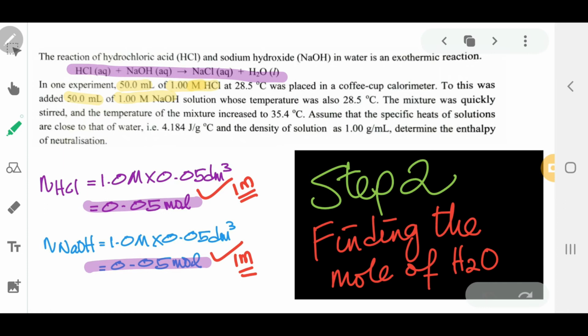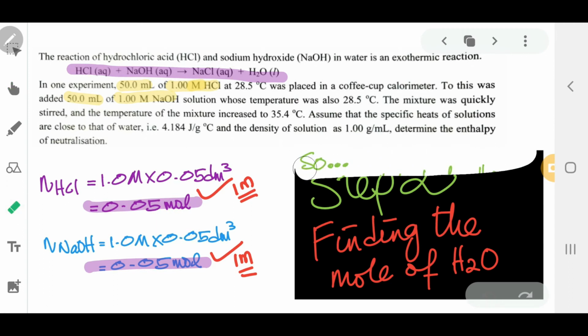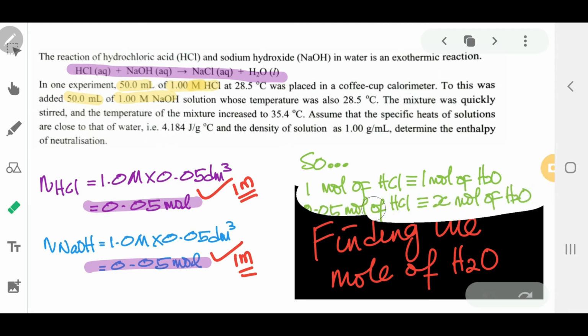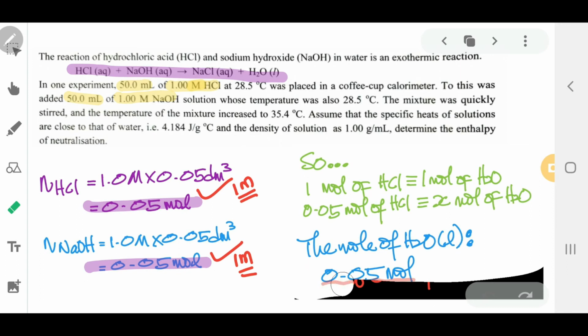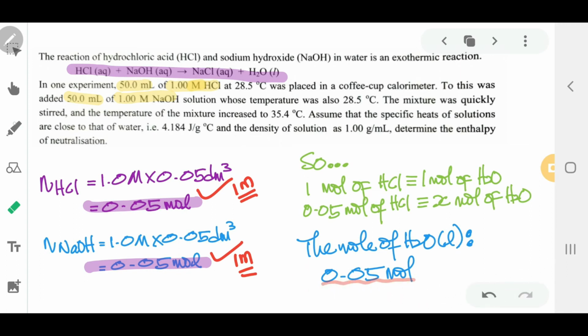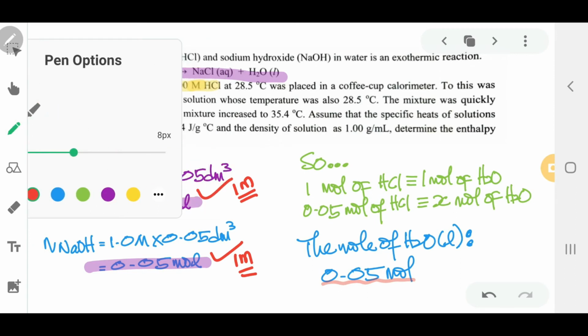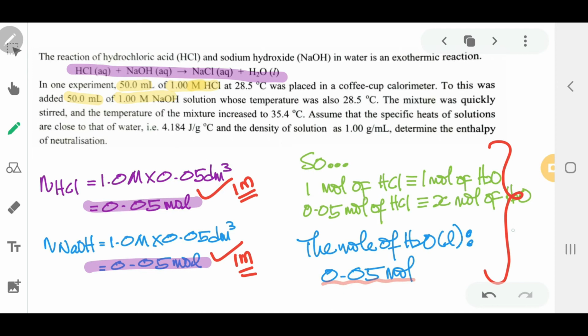So moving on to step 2, after we have figured out the limiting reactant value. In step 2, we're going to find the number of mole of water. We're going to use the same proportionality method right over here. I picked HCl. You can use NaOH as well because you have the same number of mole over here. That should be okay. And you would be able to conclude that the number of mole of water would be 0.05 mole. By doing so, for this whole thing that you have done over here, proportionality and finding the number of mole of water, you would be able to get another 1 mark.